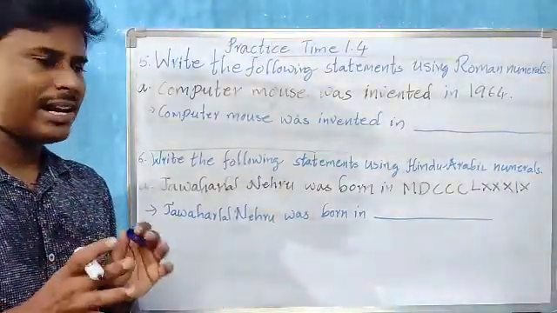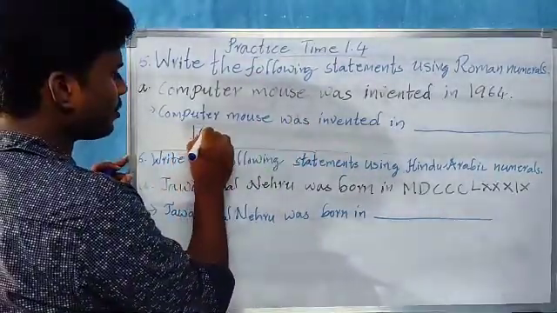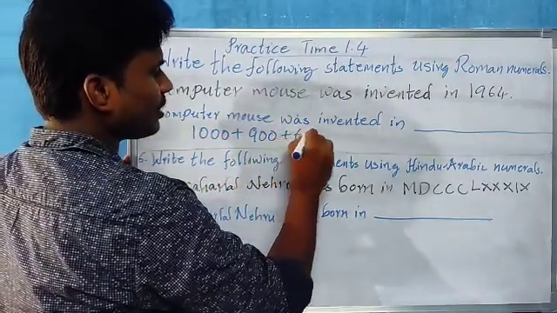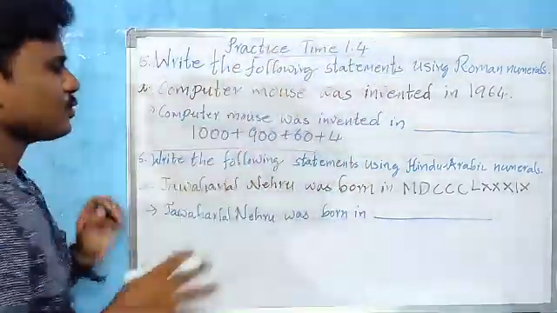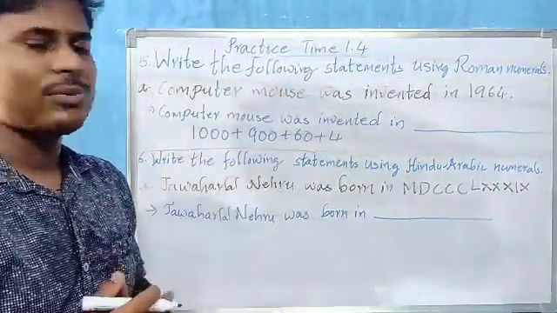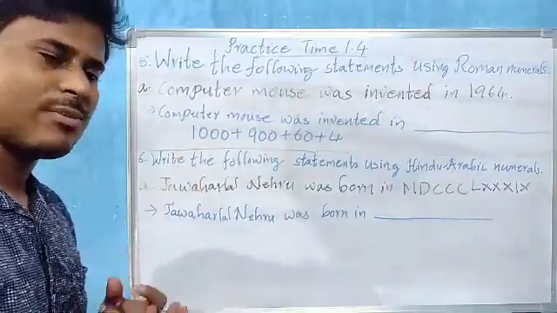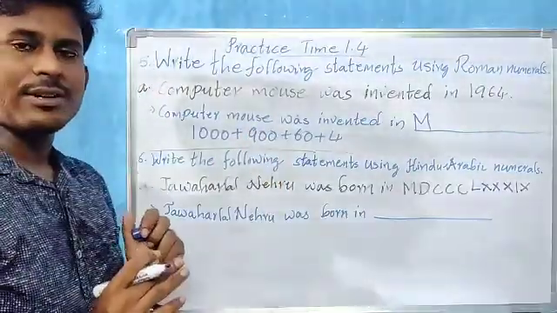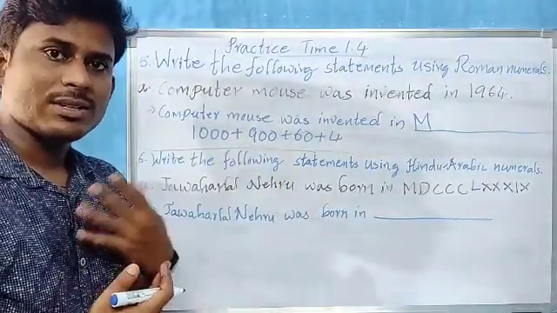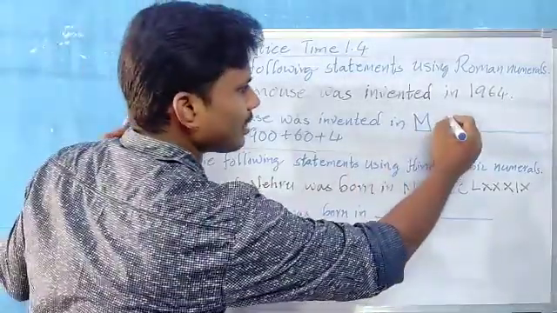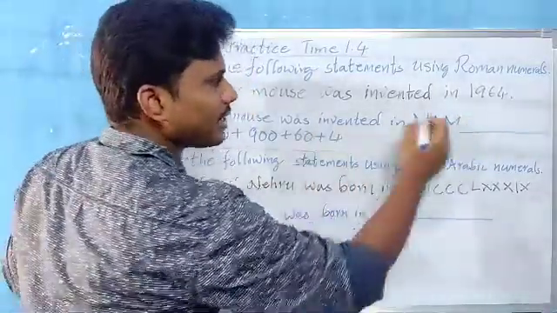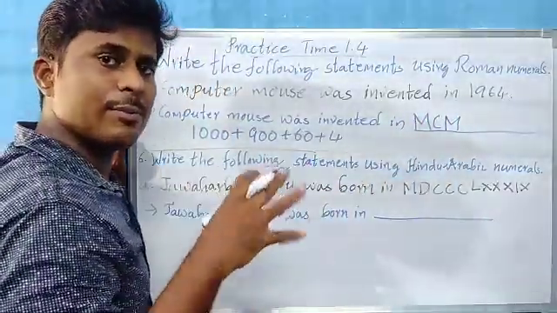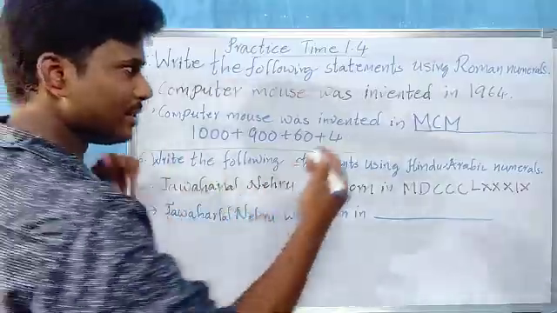So for our clear understanding, let us write that in expanded form. 1000 plus 900 plus 60 plus 4. So using this we can clearly form the Roman numeral, children. What is the symbol of 1000, children? M. Symbol of 900, children, 1000 minus what? 100. So 1000 minus 100, on the left side C, so CM. And 60 symbol, children, 50 plus 10, that means LX.